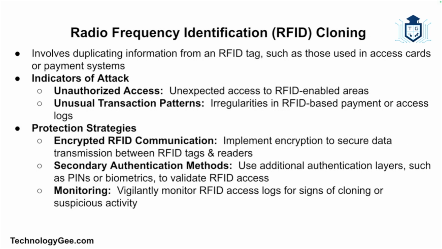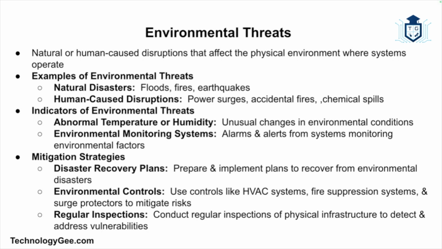RFID cloning involves duplicating information from an RFID tag, such as the tag found in access cards or payment systems. Unauthorized access to RFID-enabled areas or unusual patterns in RFID transactions might signal this type of attack. Employing encrypted RFID communication, secondary authentication methods, and vigilant monitoring of RFID access logs can protect against RFID cloning.